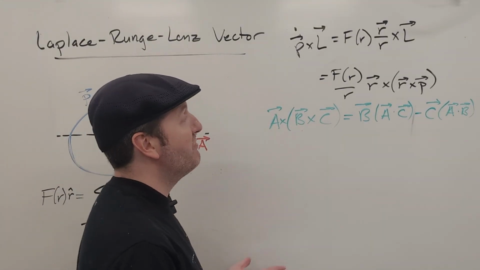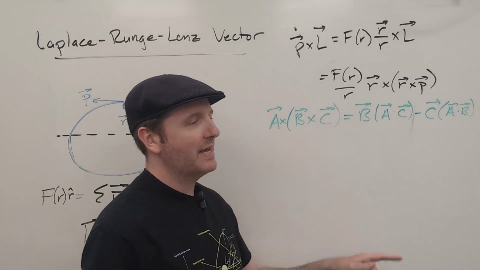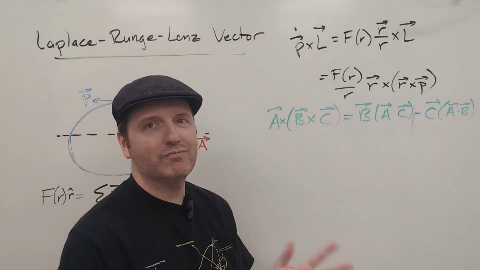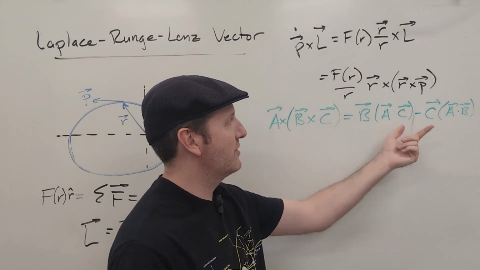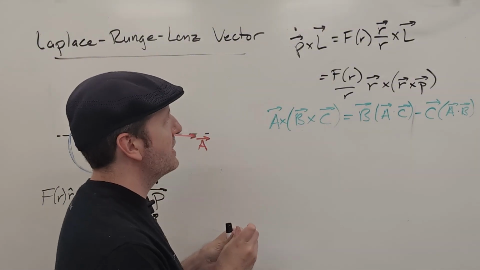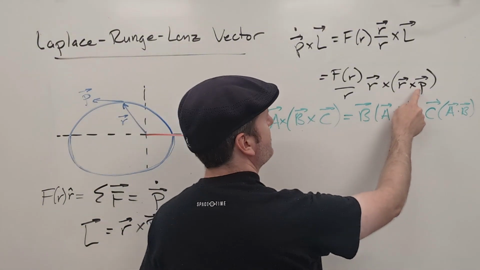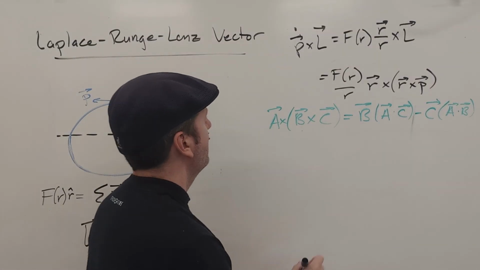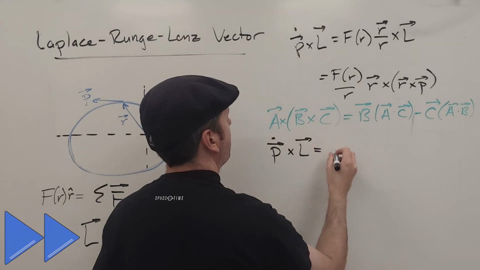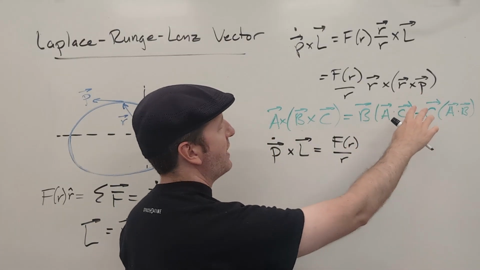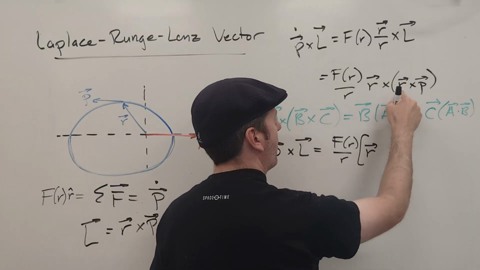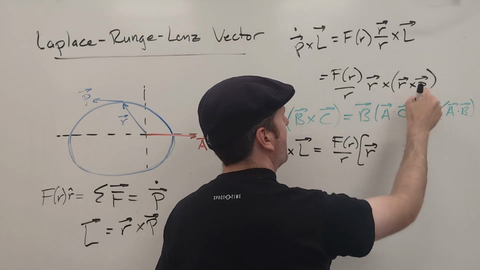I don't know of a very convenient way of remembering this other than BAC minus CAB, because it's very easy to accidentally say, oh, is it B dot A times C? No, just remember the first letters are the vectors and the second two are the dot products. So in our particular case, I want to do that using this p. So following down, now I'm going to apply my BAC minus CAB rule. The middle term is this r, and then I'll have an r dot p.